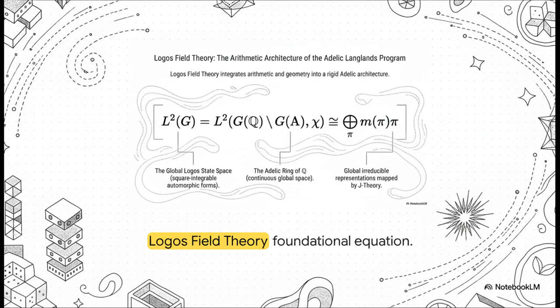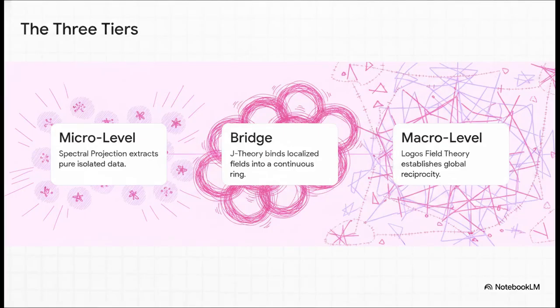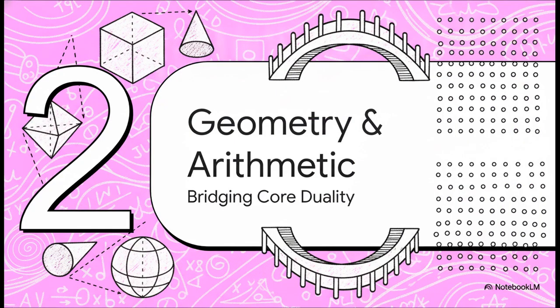It's a massive undertaking. To actually navigate an architecture this huge, mathematicians break the process down into 3 distinct tiers. First, at the micro level, we use spectral projection to extract pure, isolated data at individual prime numbers. Then comes the bridge, J-theory, which binds those isolated fields into a continuous ring. And finally, zooming all the way out to the macro level, Logos field theory establishes our global reciprocity. That brings us to part 2, bridging geometry and arithmetic.